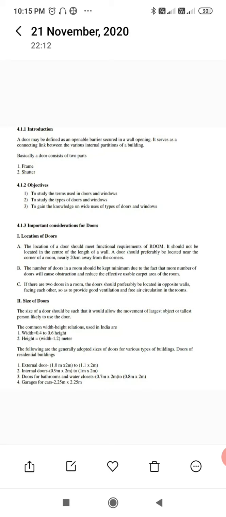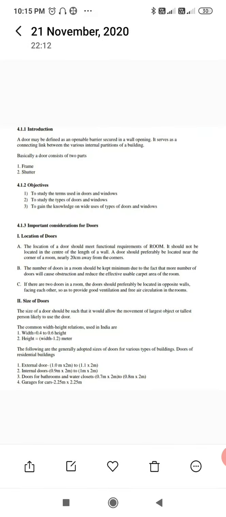The next one is the size of doors. The size of doors should be such that it allows the movement of the largest object or tallest person likely to use the doors. The common width-height relation used in India is: width is 0.4 to 0.6 of the height. Height is width plus 1.2 meter.